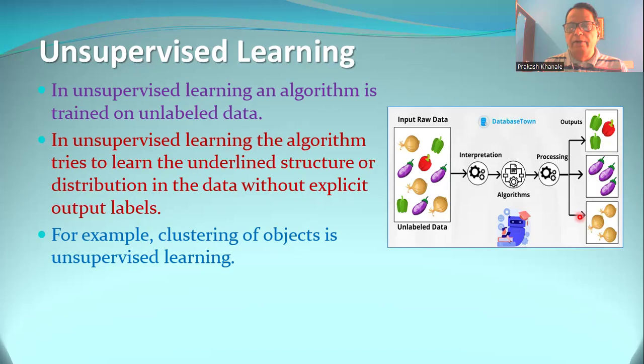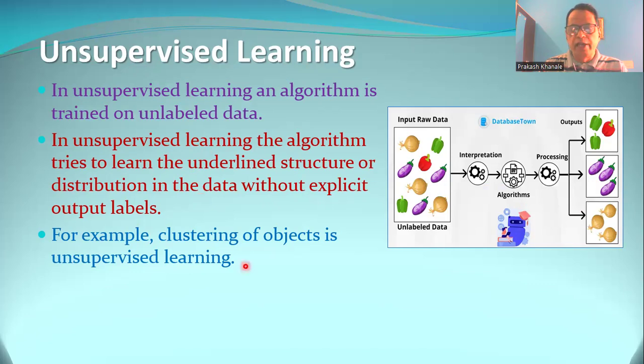So you can say that in unsupervised learning, the algorithm tries to learn the structure, which we normally call the underlying structure or distribution in the data. And here one has to remember that the data does not have labels. So the data is there, but it does not have explicit output labels.